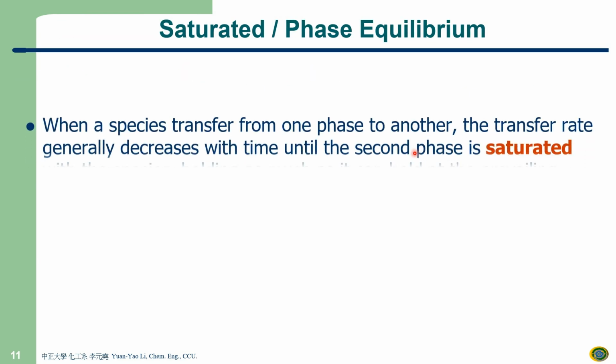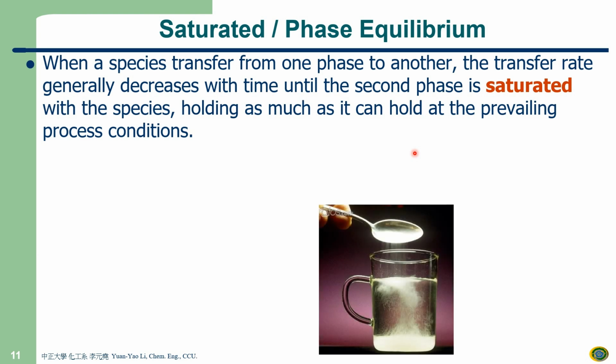Okay, so we have a few terms you need to know. The first one is called saturated or phase equilibrium. Imagine you have a glass of water and you put the salt into this glass of water, or you can put the sugar into this glass of water. If you put more and more, eventually you will realize there's a limit for you to put the salt into this water. It cannot dissolve eventually. In that case, we call it saturated, right?